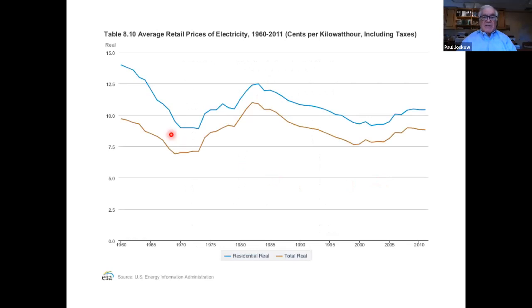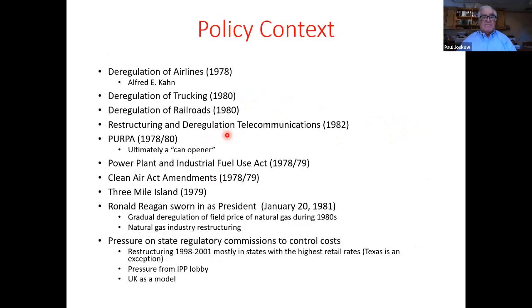And the end result, these are average retail rates on average. If we look at the average, in 1974, they were under 7 cents a kilowatt hour on average. And in 1980, they'd risen to about 11 cents a kilowatt hour. So roughly a 50% increase in prices over a period of 10 years.